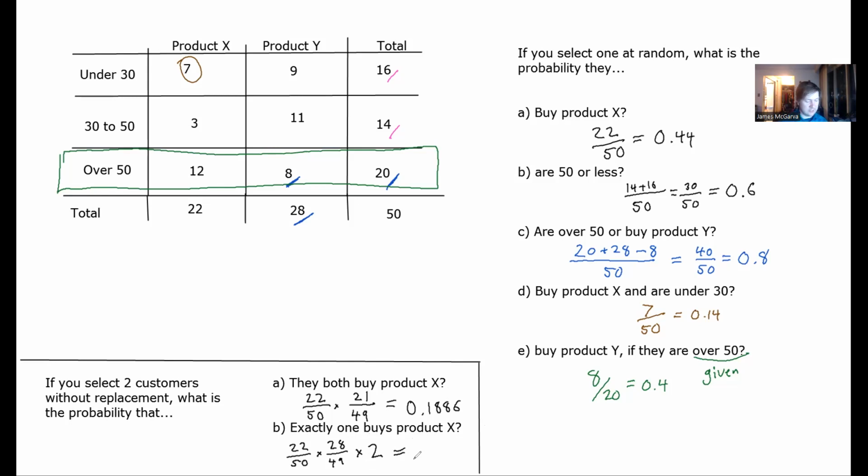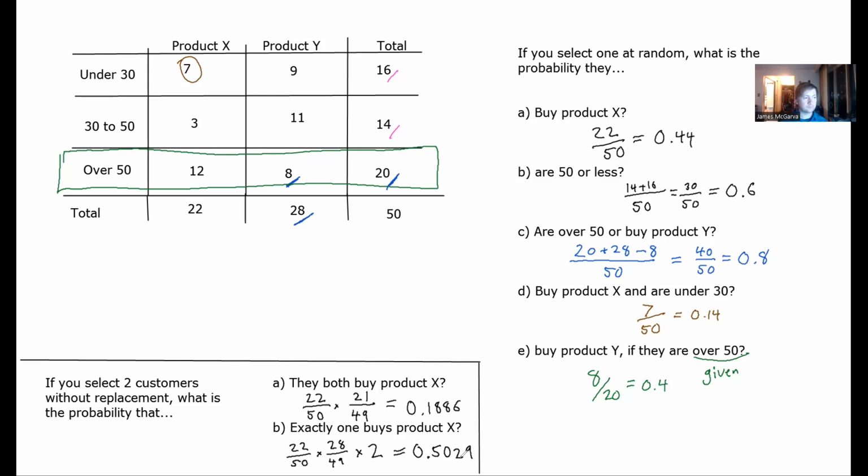Right, so we're going to do 22 out of 50 times 28 out of 49 times 2, and we get 0.5029.